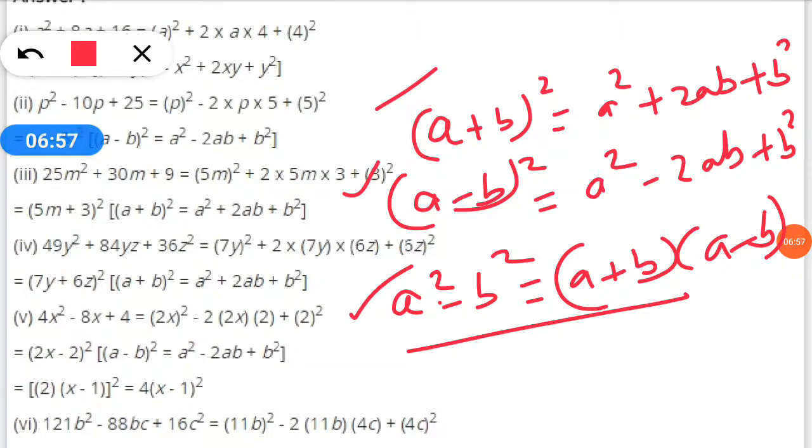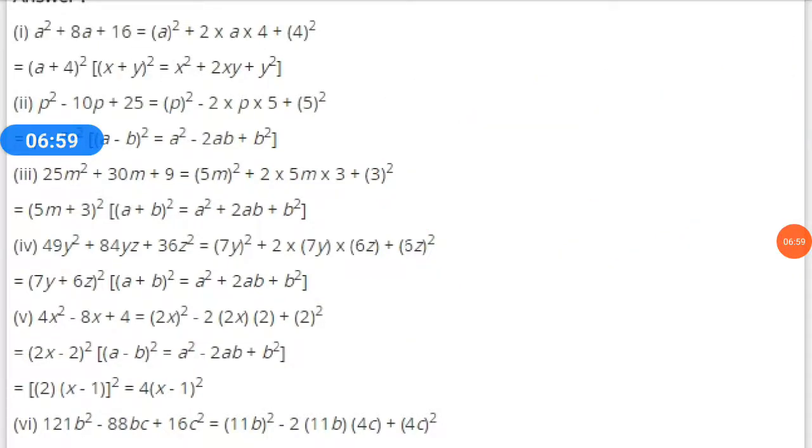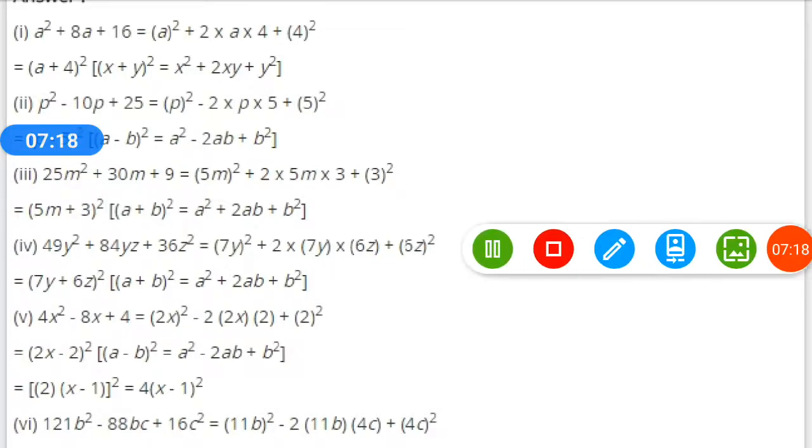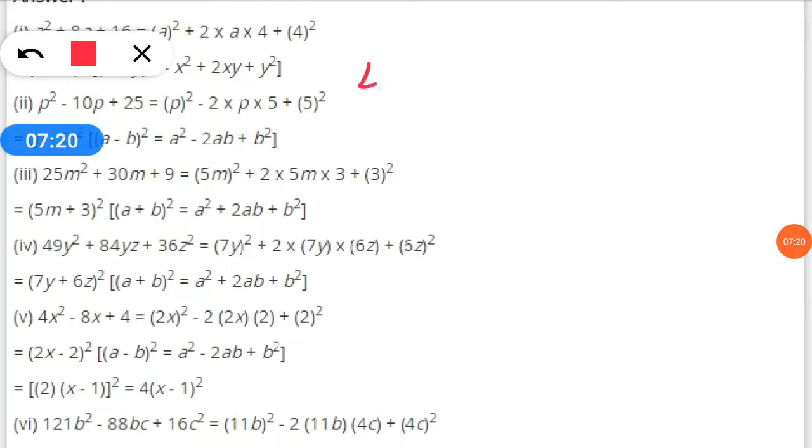These three identities we had already studied. So using these three identities, the solution is being given on the screen. Either you can use the splitting method which I told you right now, or you can use the identity method which is given on the screen. Clear to everyone? How to use the identity method, you will ask me. So one question I will explain to you. Suppose we take this example, the fifth one: 4x square minus 8x plus 4. This is the question we are having.